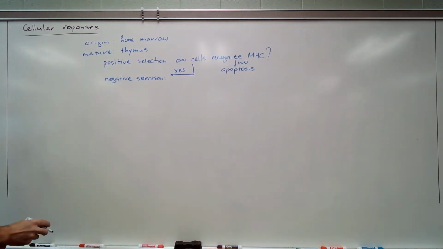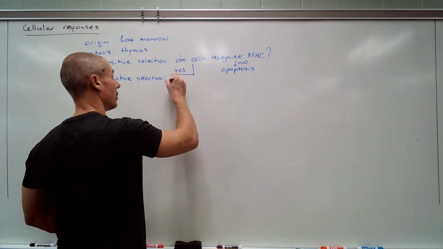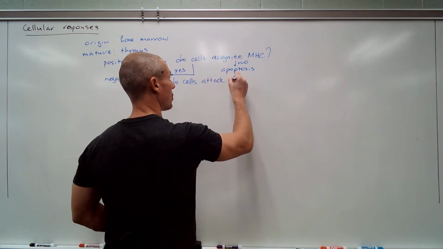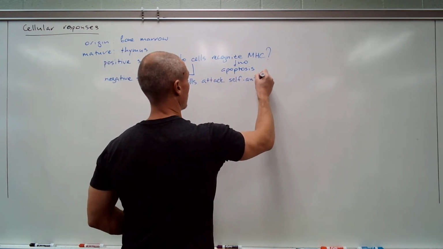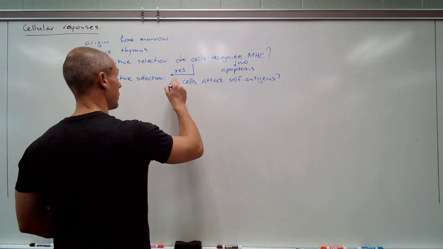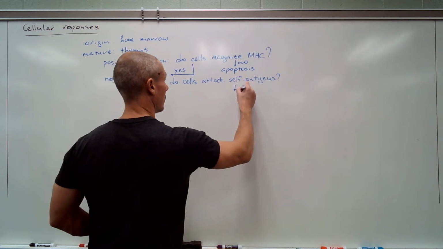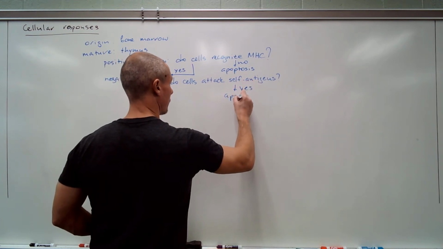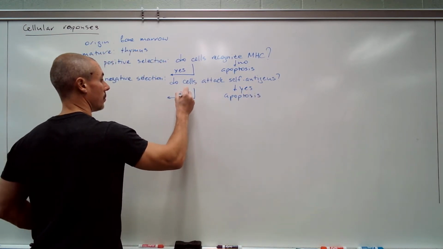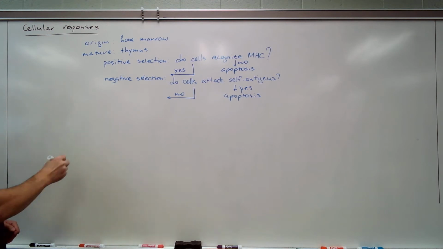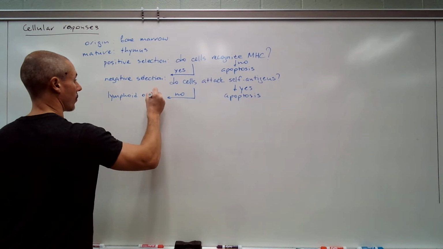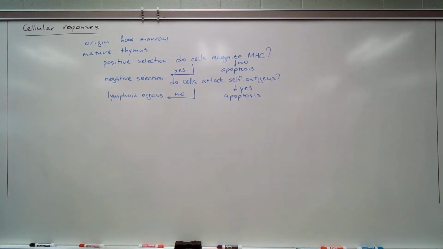In negative selection, the question that is being asked is, do cells attack self-antigens? If the answer is yes, then they go to apoptosis. If the answer is no, then cells go into the lymphoid organs. So far we good?